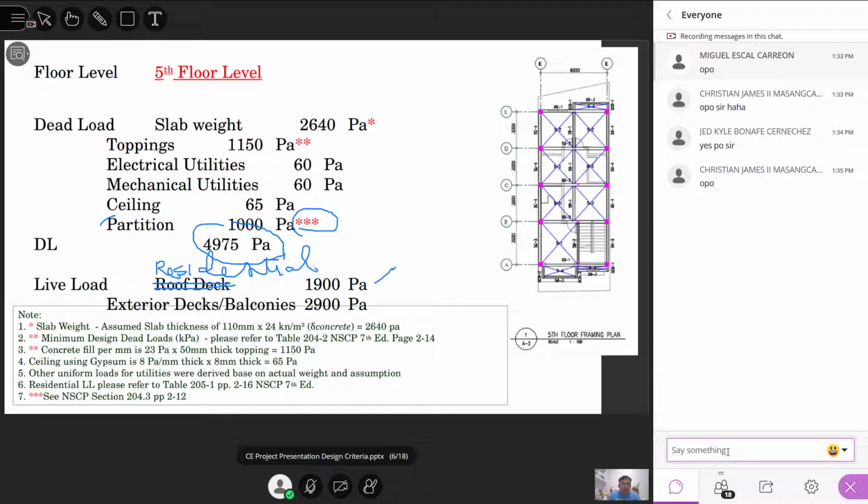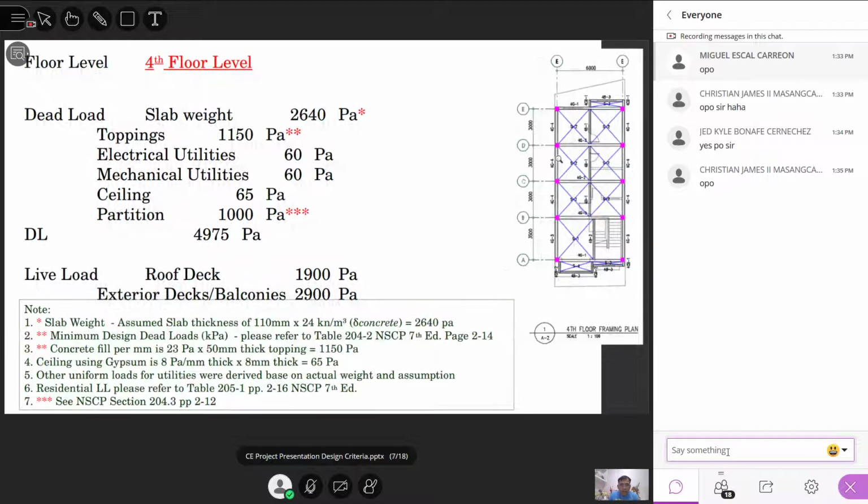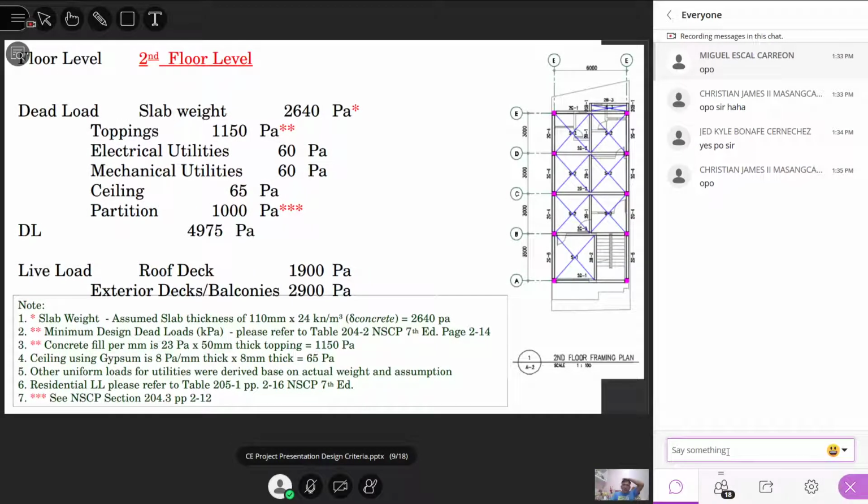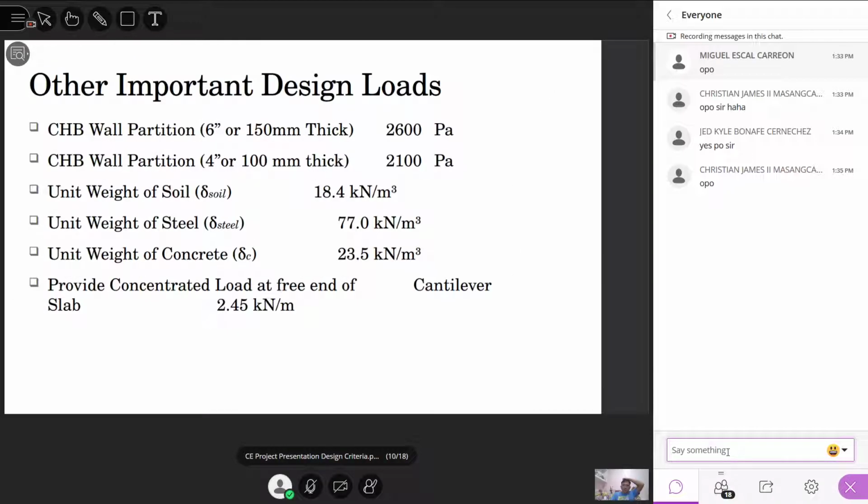That is according to the code, again for exterior decks, balconies, and everything. But the balconies are small, so it will not be 2,900. It can be just 1,900, because the balconies are small. Again, same thing with the fourth floor, the third floor, and the second floor. So we have now placed all of our loads.